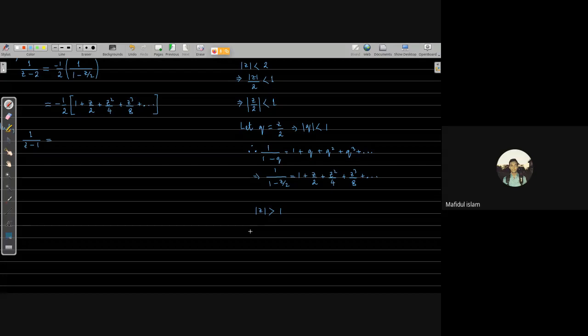Okay, so 1 divided by mod z will be less than 1. That's it. So we might as well put the whole thing inside the modulus. So 1 by modulus of 1 by z is less than 1. Okay, so now what do we do here?